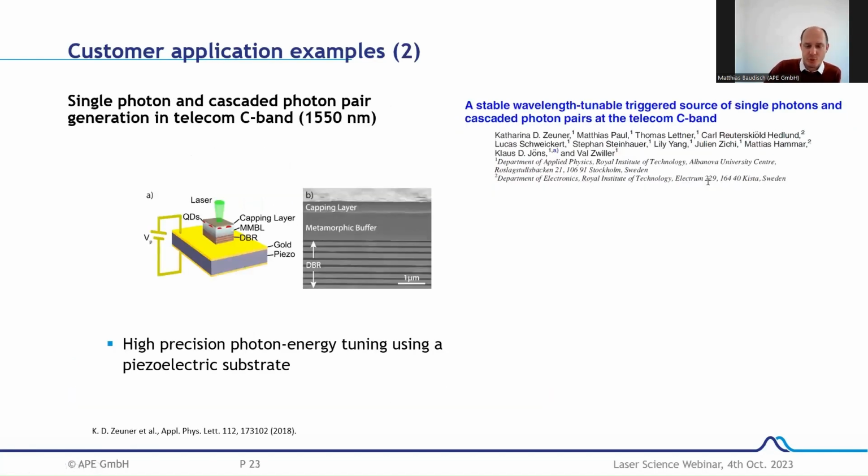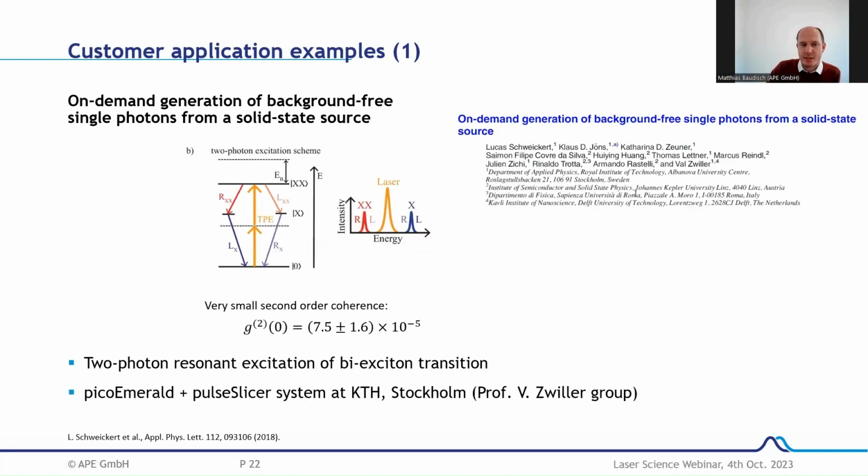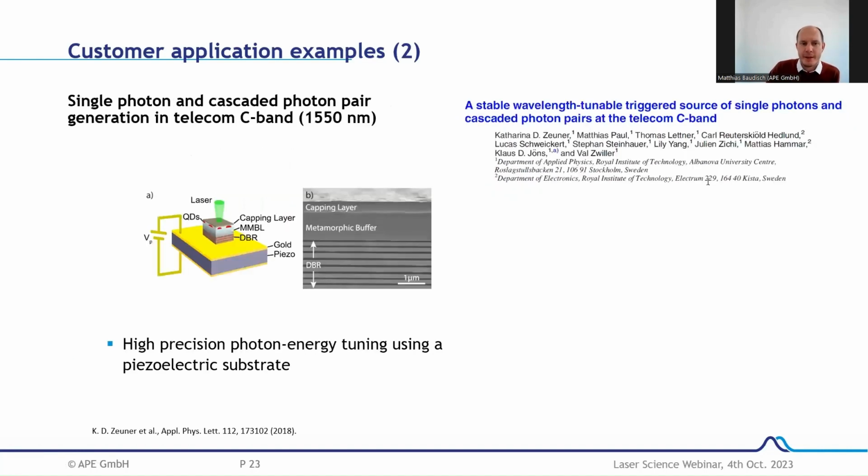Then the same group also showed, this experiment was done at, I think, 780 nanometers, something around this, the Ti-sapphire range. And then they went to the telecom C-band. So essentially, they showed single photon and cascaded photon pair generation in the telecom C-band. And in their particular publication here, they showed that they can tune the photon energy to very high precision using piezoelectric structures. So they are playing quite a lot with different quantum dot structures or quantum dot growing techniques.